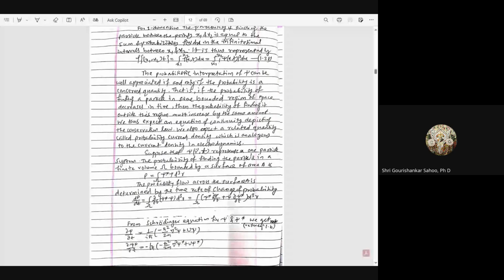So probability flow across the surface A is determined by the time rate of change of probability. dP by dt is equal to the integration over omega of del by del t of psi star psi d³r. So this can be written as the integration of psi star del psi by del t plus psi del psi star by del t, d³r. So from the Schrodinger equation, you can have del psi by del t and del psi star by del t as shown in the screen, having a minus sign only in the latter case.